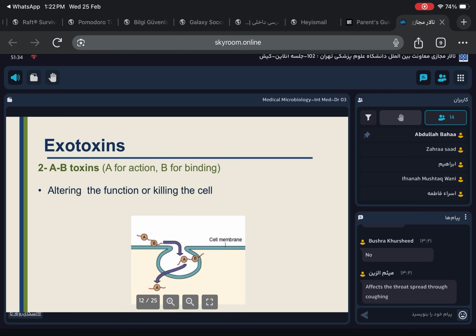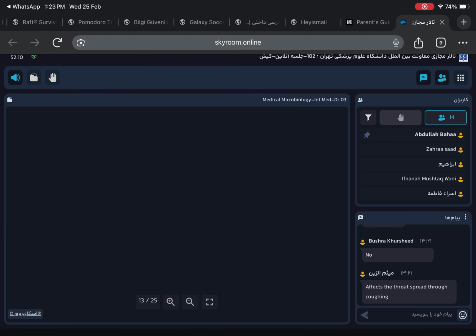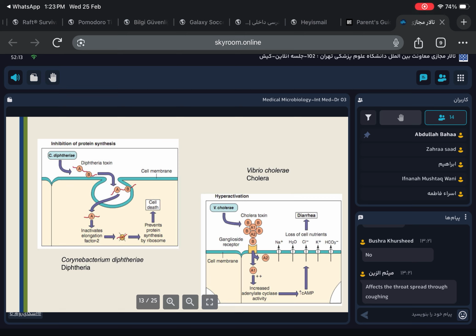Through their B part, the AB toxin attaches to a receptor that we have on the host cell, and then the exotoxin enters into the host cell, and the A part gets released, and the A part is responsible for the action of the toxin. Sometimes this A part is responsible for killing the cell. Sometimes it is responsible for changing the normal function of the cell. Okay, so based on the type of the exotoxin, we have various outcomes, and I'm going to give you some examples of these AB toxins.